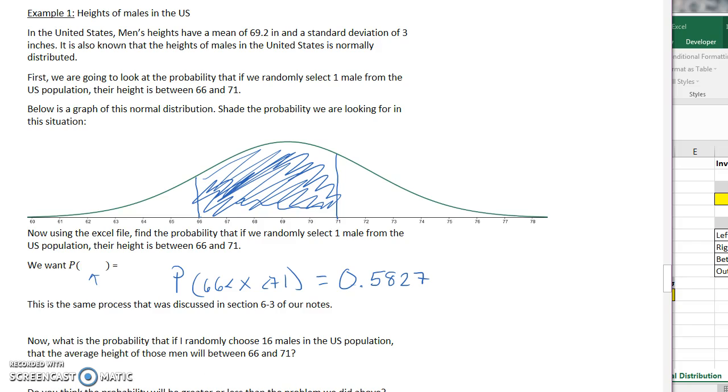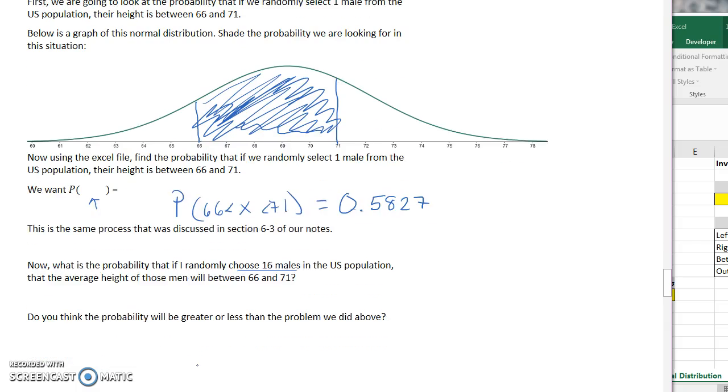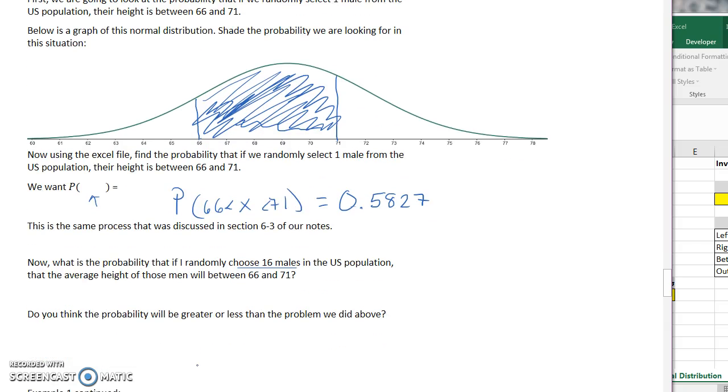Now, what is the probability that if I randomly choose 16 males and I average their height up, their average will be between 66 and 71? And this says, do you think that this probability is going to go up or down? Just take a guess. Just write it right here. Sometimes it's nice to just think about this and, if you don't know, just give it a guess, okay?